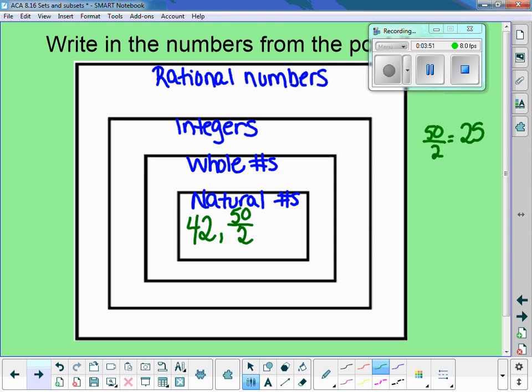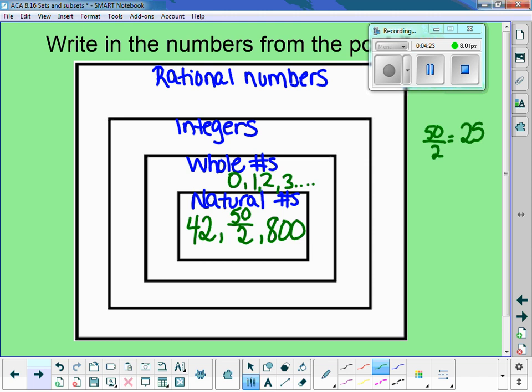Our last example was 800. Again, they're all rational. It's an integer, it's a whole number, and it would fall under natural numbers as well. So when we're writing them, we're not writing it in all the different places. We're actually writing it where it ultimately would land. So our next examples were 0, 1, 2, and 3. They're all rational. They're integers, and they're whole numbers, so they would look like this: 0, 1, 2, 3.